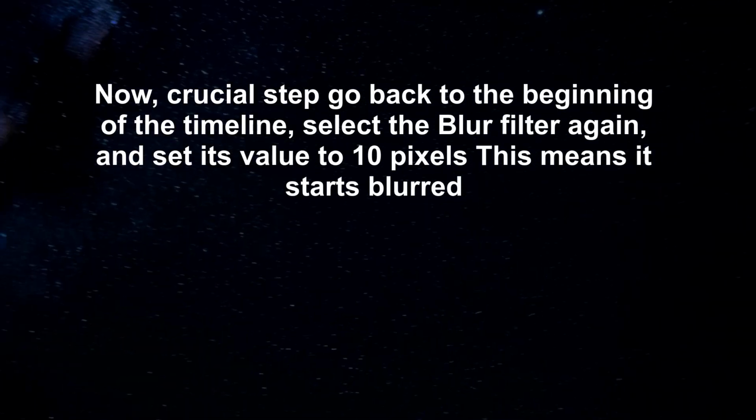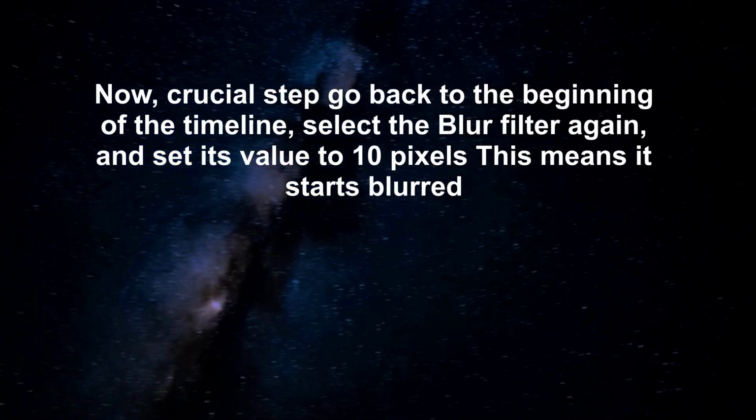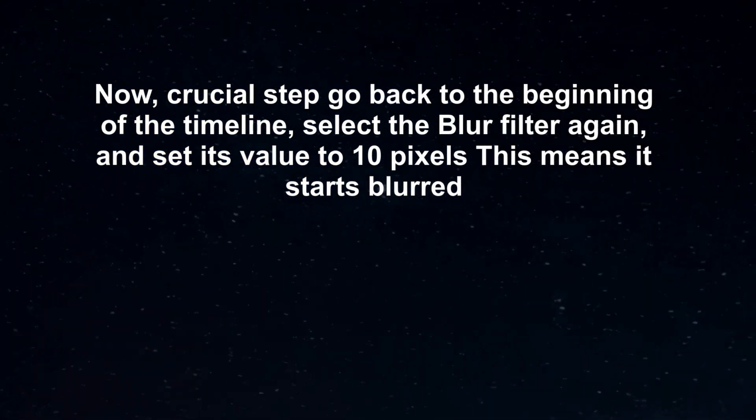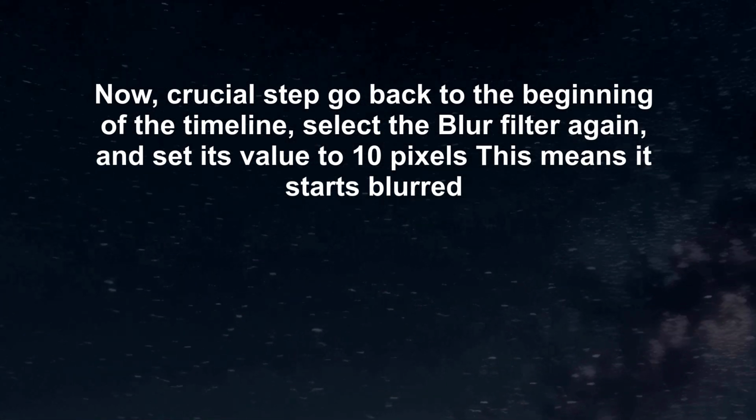Now, crucial step, go back to the beginning of the timeline. Select the blur filter again and set its value to 10 pixels. This means it starts blurred.